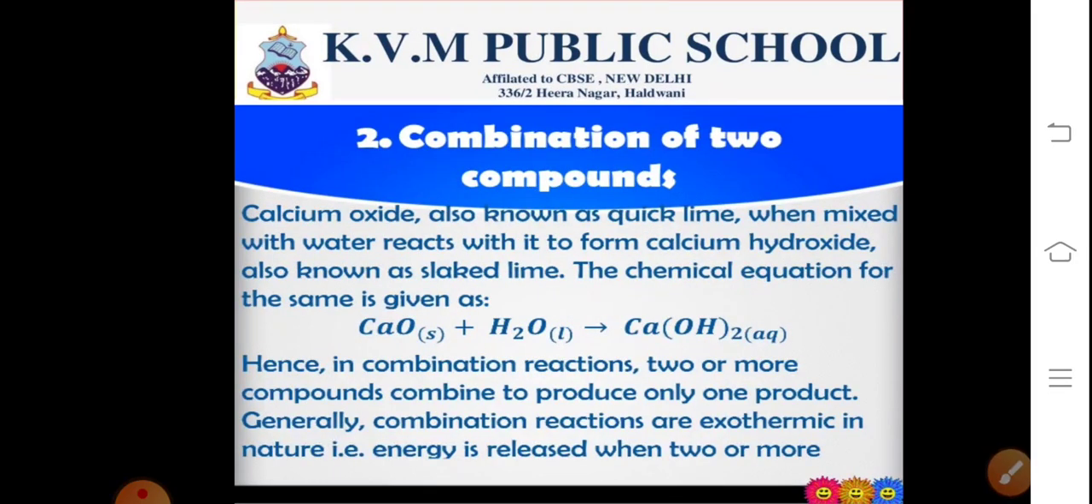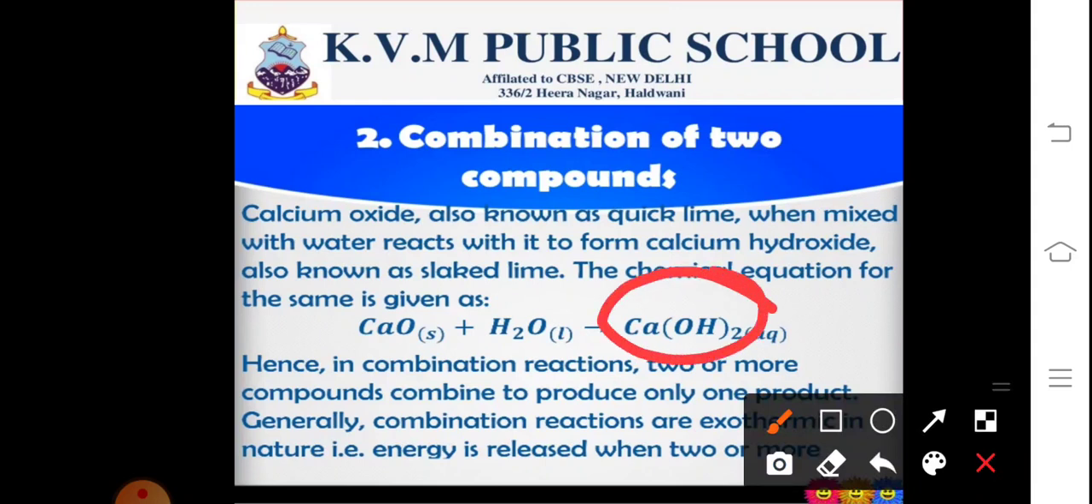Now combination to produce a new product could also be of two compounds together. For example, calcium oxide reacts vigorously with water to produce slaked lime or calcium hydroxide, releasing a large amount of heat energy. In this reaction, calcium oxide and water combine to form a single product, that is calcium hydroxide. This calcium hydroxide is used for whitewashing.